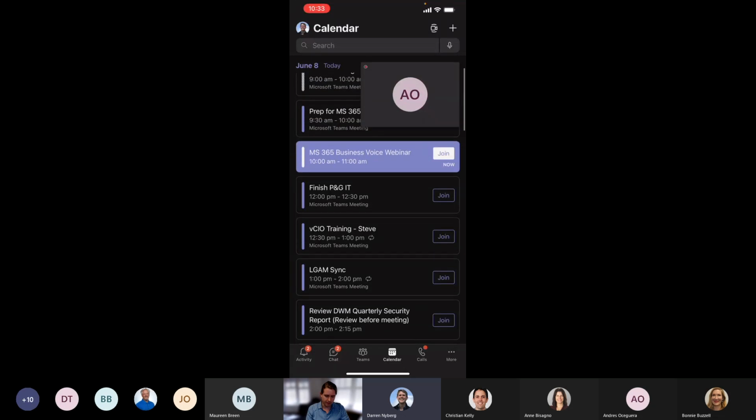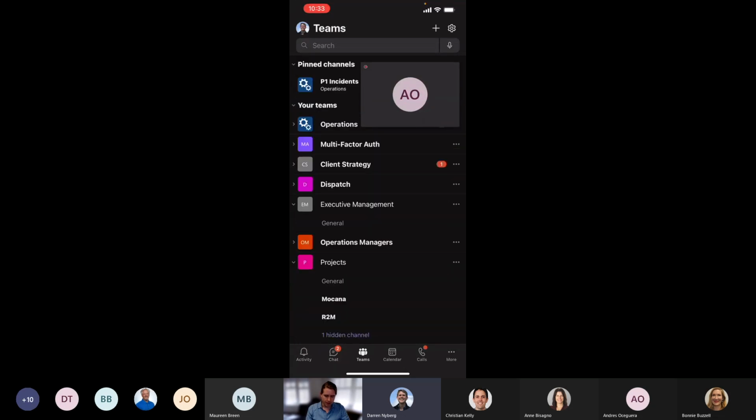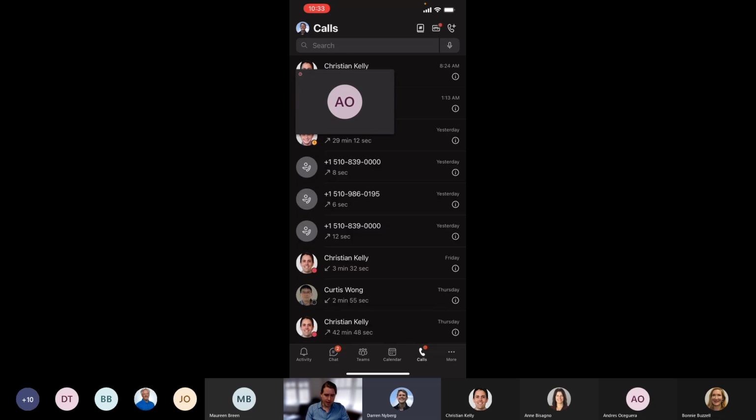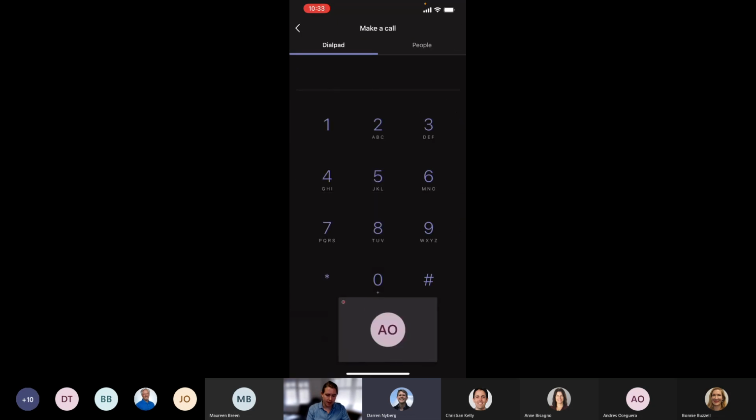So along the bottom, you can see I still have my activity, chat, our Teams here. My calendar is here as well. And then I also have my calls tab. Unfortunately, I can't get rid of this window. It's just going to have to kind of hang out. I'm going to go to the calls tab, and in the very top right, it's small, but there's a new button that wasn't here before my company added 365 Business Voice, and that is the phone icon with a little plus. If I hit that, it exposes a dial pad, just like I saw on my computer.